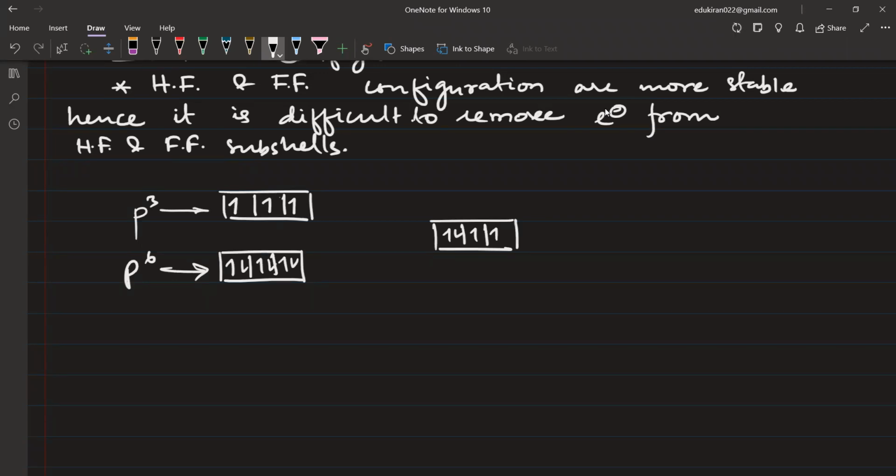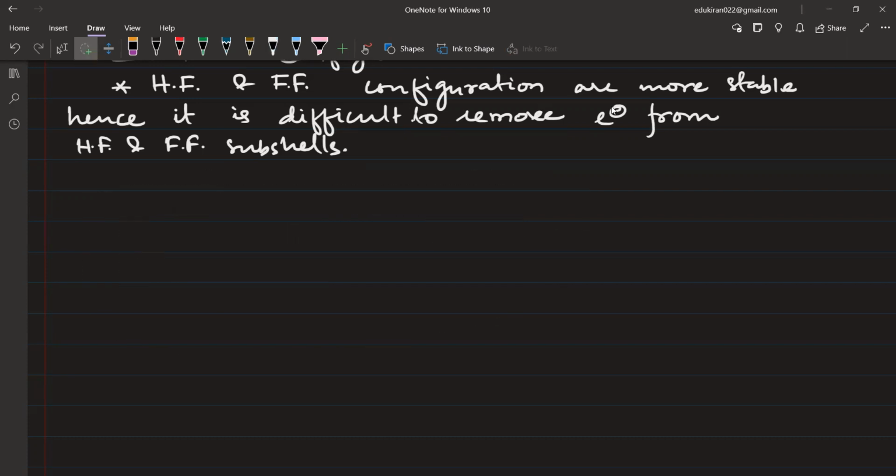There is a bit more to this, but you can understand that both p3 and p6 are symmetrical, yes or no? Yes, sir. But p4 is not symmetrical. It has 2 electrons here and 2 electrons are not having any pair. So these are more stable than p4. For a brief understanding, you can just understand this part. Now you will write variation along the period.